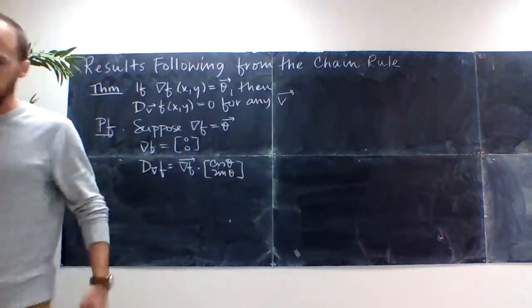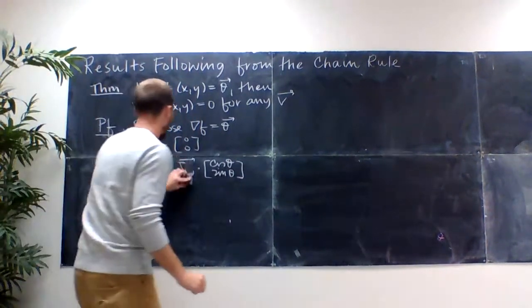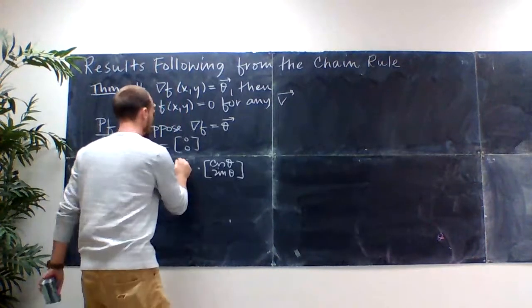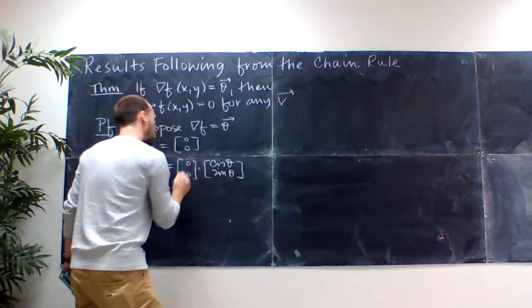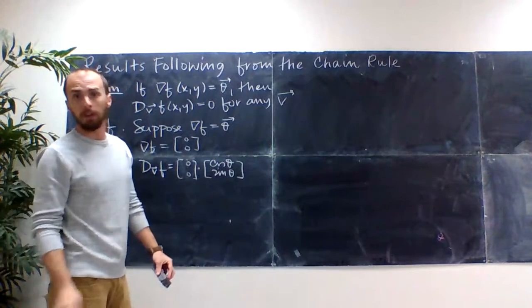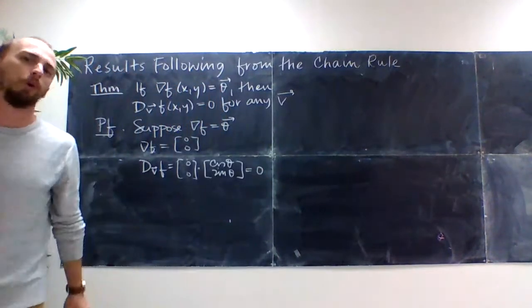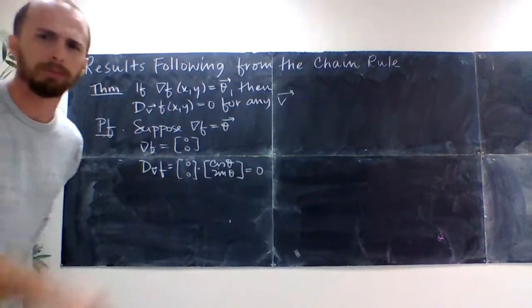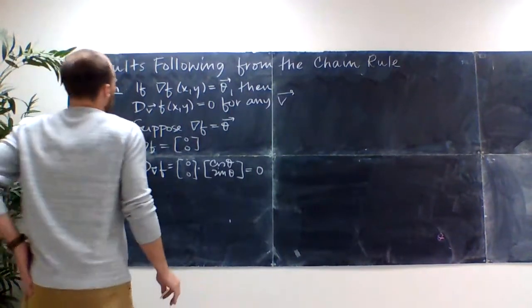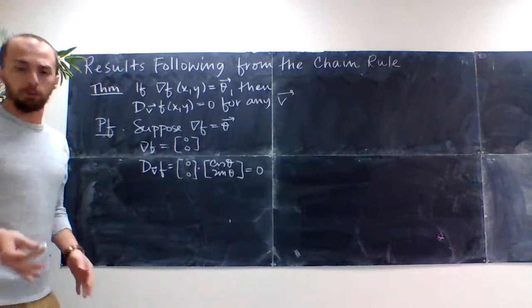But moreover, I just said that the gradient of f was the 0 vector, and so it'd be 0 cosine theta plus 0 sine theta, which is going to be 0, regardless of your choice of v, which would give you some theta. All right, so that's the first one.